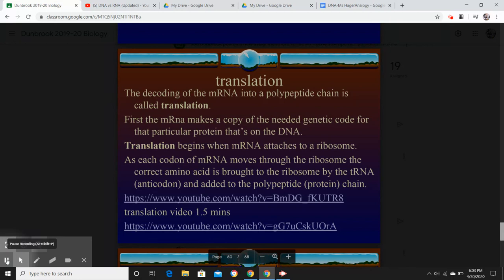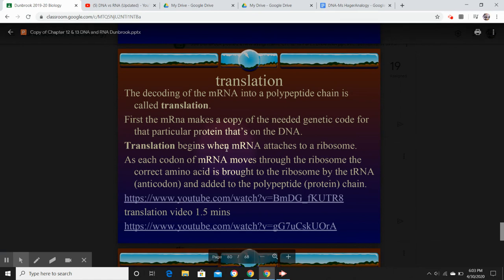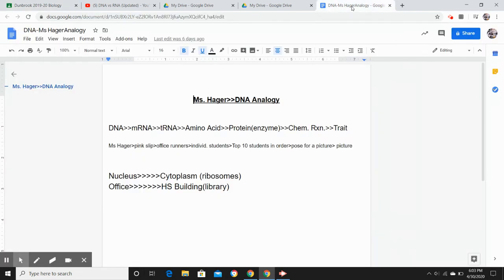Okay, so that's basically the process of translation. I'll let you read this slide by yourself, but we already just talked about all this stuff. What we just did was we took the DNA's code, we copied it to messenger RNA, and then we copied that really to transfer RNA and brought the correct amino acids into the correct sequence to build the correct protein. Again, if you look back at the analogy, what we just did here today in the PowerPoint is we had Ms. Hager write the pink slip, get the office runners or the office pages to bring the individual students, the top 10, into the correct order to pose for the picture, to produce that final product we wanted, to put that picture in the yearbook.